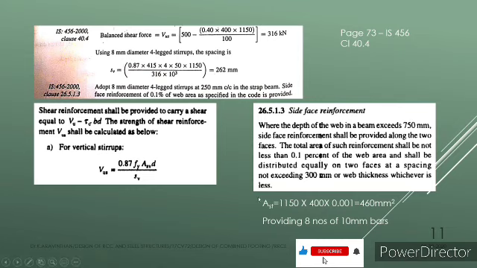Hence, we shall provide a side face reinforcement of Ast equal to 1%, that is 1 divided by 100, converting into a decimal, so 0.001 of bD. What is b? b is the width of the strap beam, 400, and d is the effective depth, which is 1150. Now, you need a side face reinforcement of 460 mm square. For this Ast, let us provide 8 number of 10 mm bar.